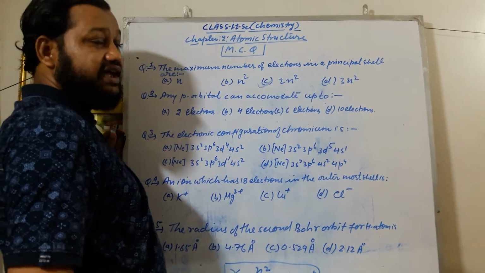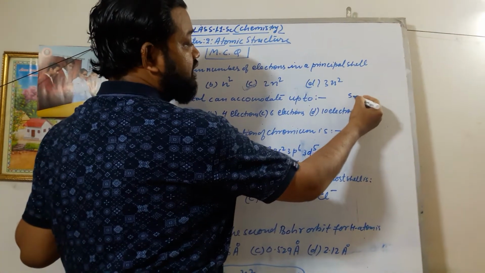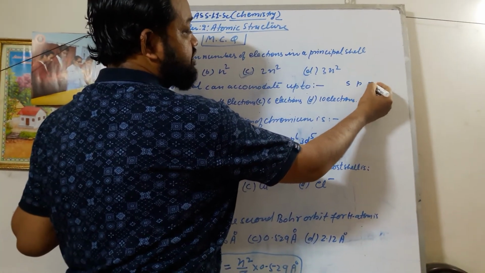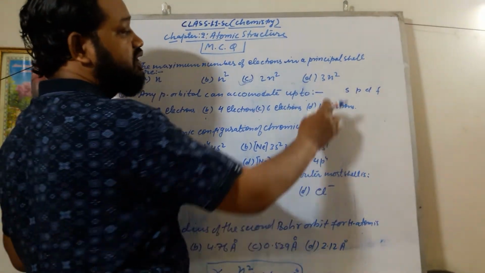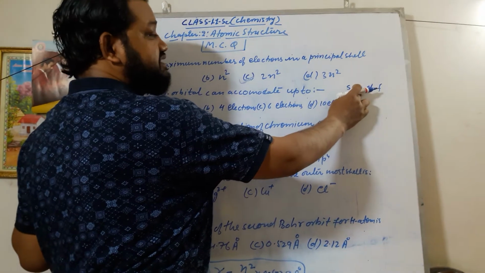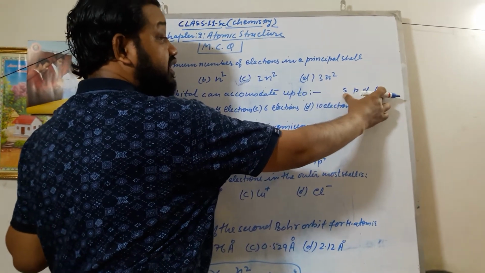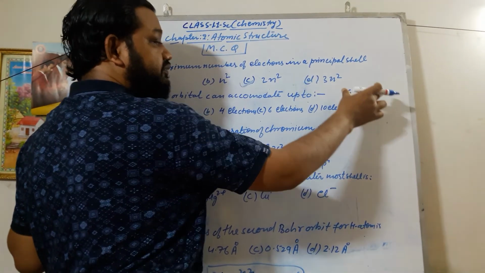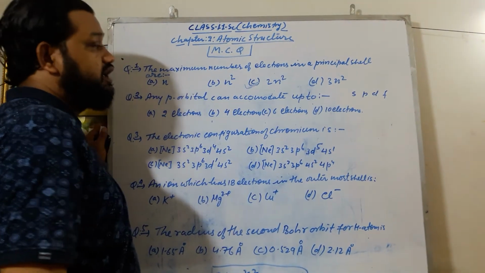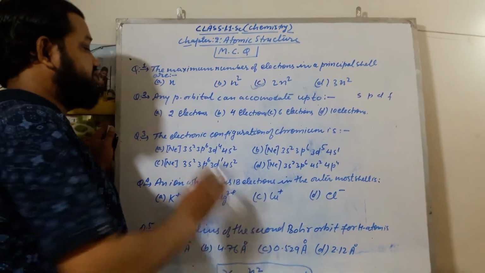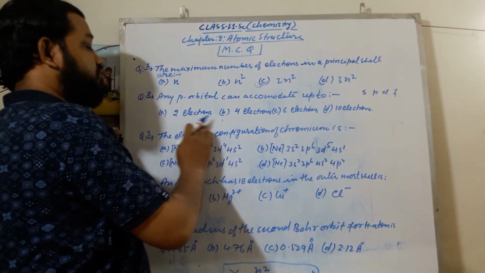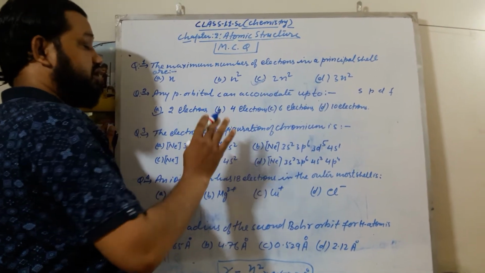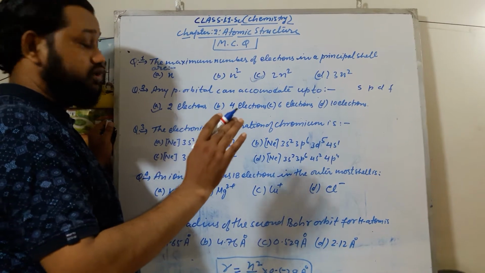And your second question: any p orbital can accommodate up to. Students, I have already discussed there are 4 types of subshell: s, p, d, f. Whenever we talk about subshells, the number of electrons will be 2, 6, 10 and 14. But whenever we talk about an orbital, your answer will always be 2. Any p orbital can accommodate up to 2 electrons. Any orbital cannot accommodate more than 2 electrons.